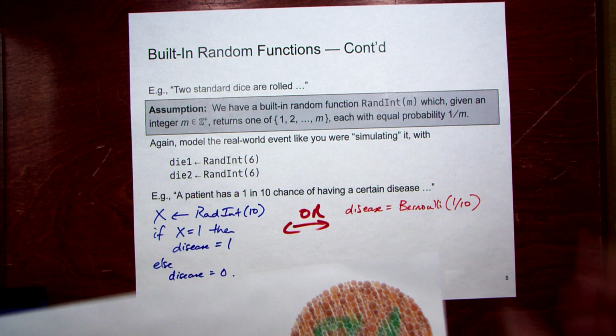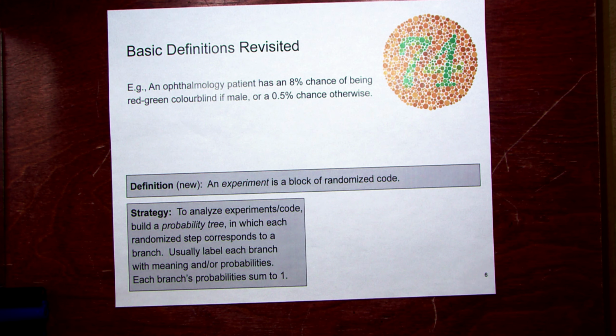Next. Probability trees. All right, first the problem. An ophthalmology patient has an 8% chance of being red-green colorblind, if male, or a 0.5% chance otherwise.